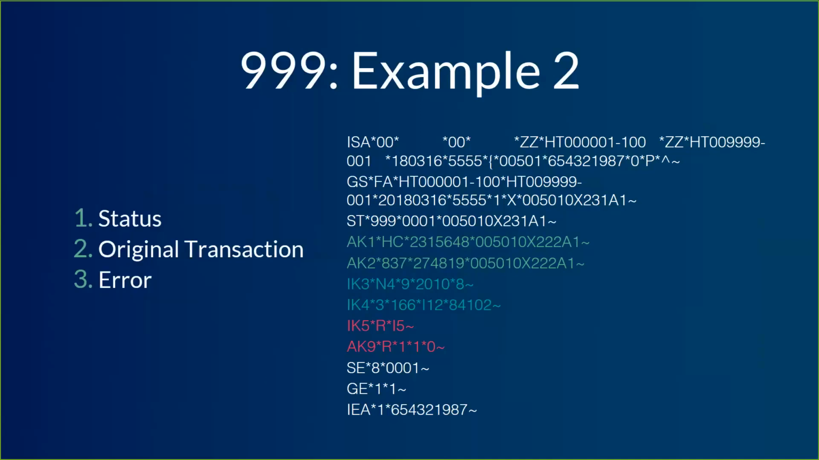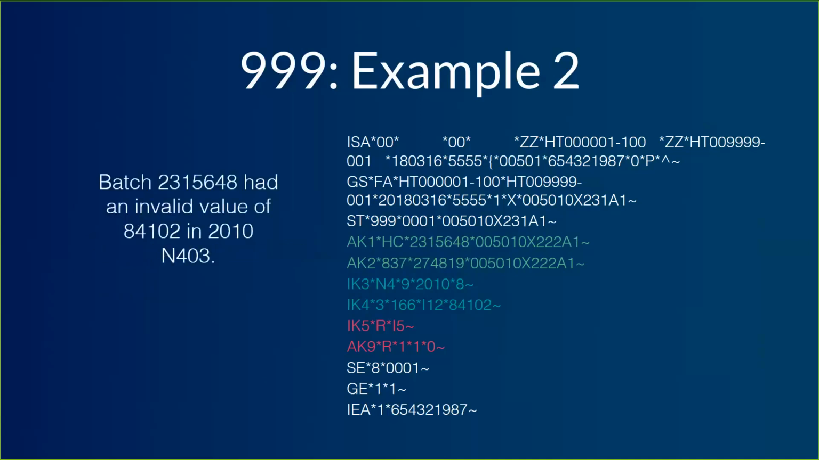In the IK4, I can see, besides the position, I'm really focusing on the IK404. The bad data is 84102. So here's our summary if we were to put that all together. Batch 2315648 had an invalid value of 84102 in the 2010 loop N403.